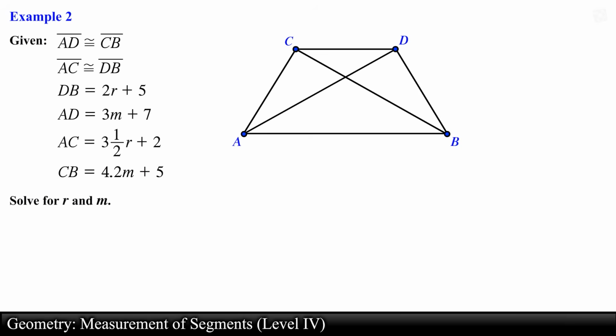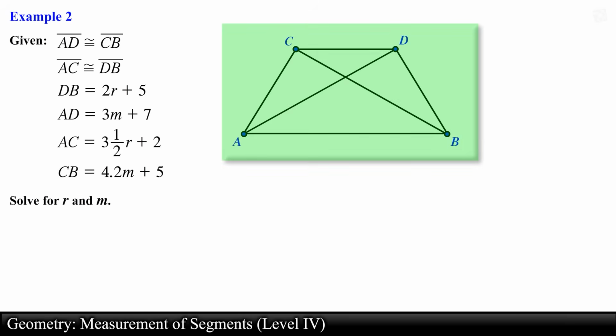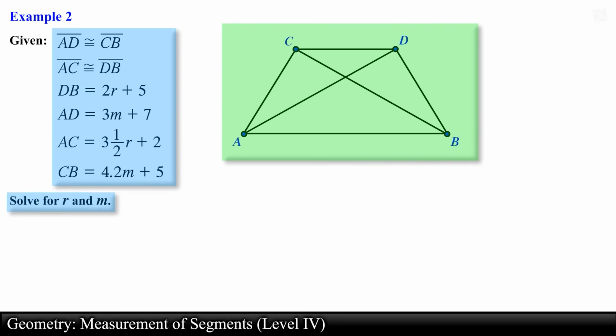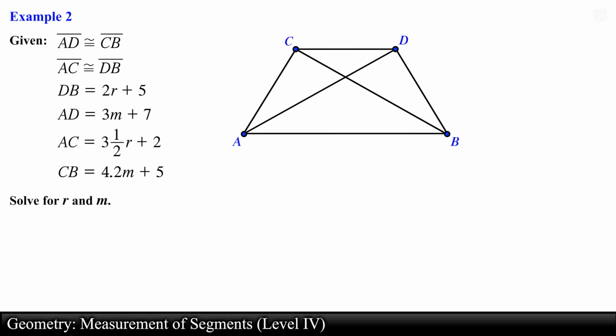In this problem, we are provided with a figure that contains various line segments. We are also given various geometric and algebraic relations. We need to use these relations to solve for the variable r and m. Let's first take a look at the geometric relations.